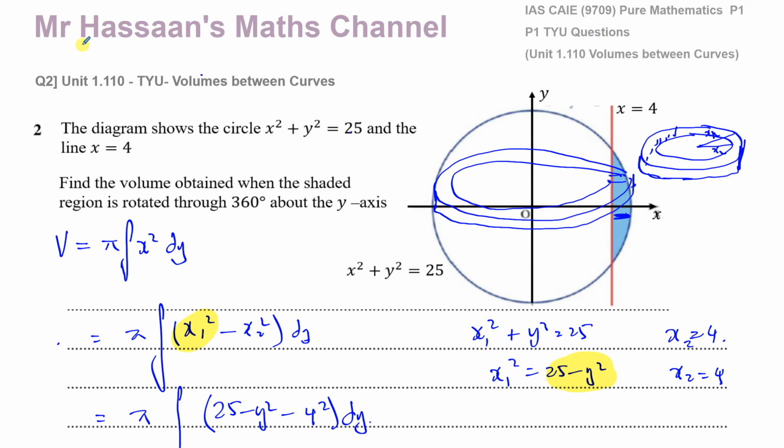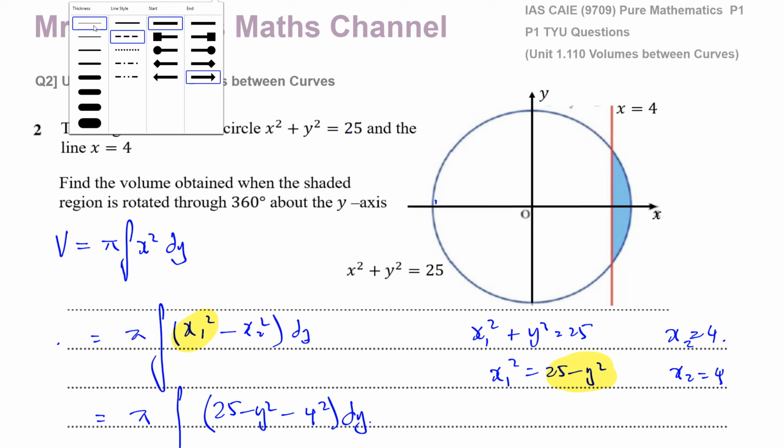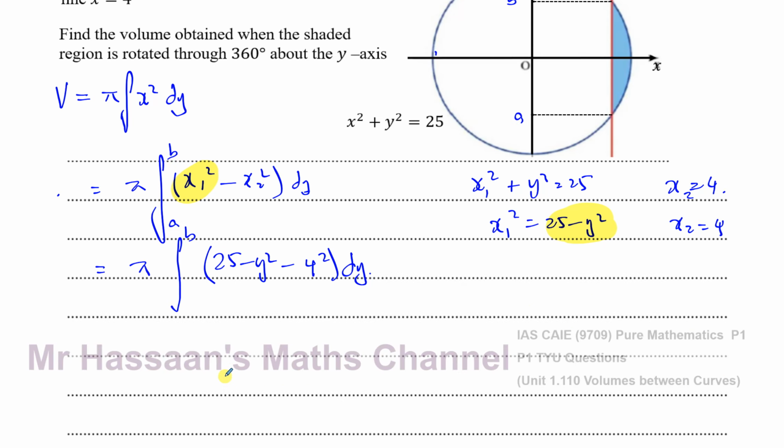Now the limits here, let me just get rid of this to make it a bit clearer. The limits here are going to be these points where the line and the curve intersect. So you're going to have this point here and this point here. These are going to be our two limits. Let's call this B and A. This is going to be B, this is going to be A. And those are our limits that we need to have here, B and A.